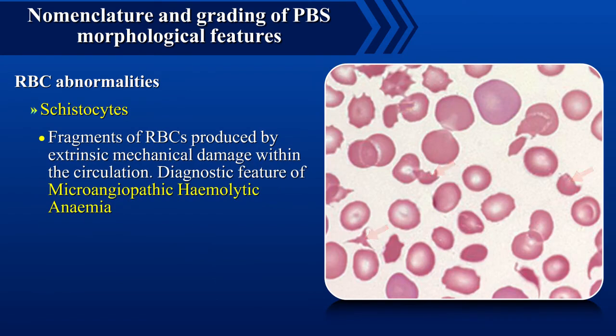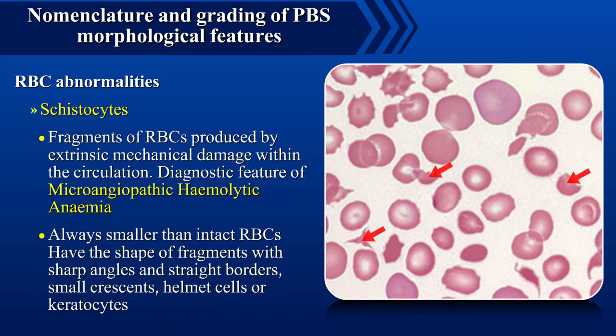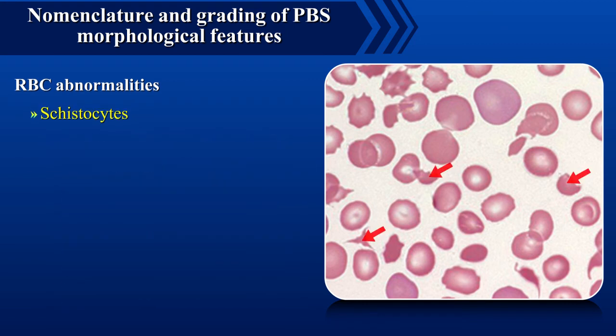Cystocytes are fragments of red blood cells produced by extrinsic mechanical damage within the circulation and are a diagnostic feature of microangiopathic hemolytic anemia. Cystocytes are always smaller than intact red blood cells and can have the shape of fragments with sharp angles and straight borders, small crescents, helmet cells, or keratocytes.